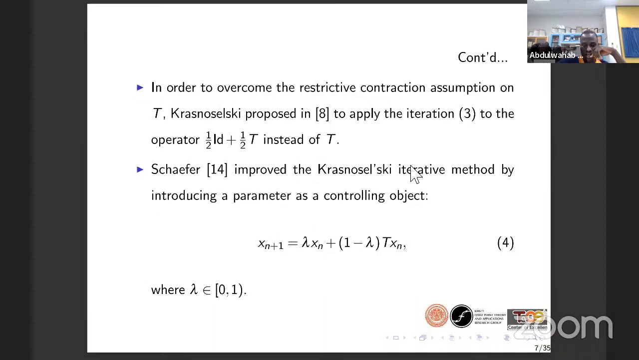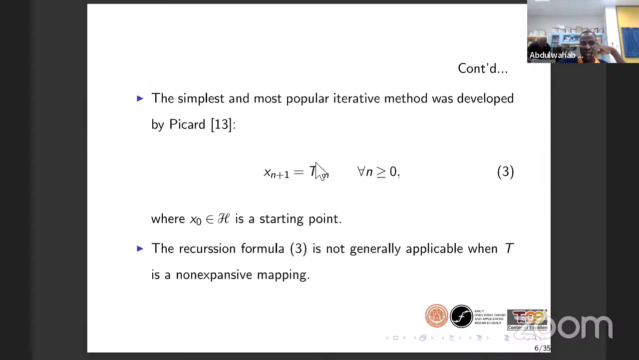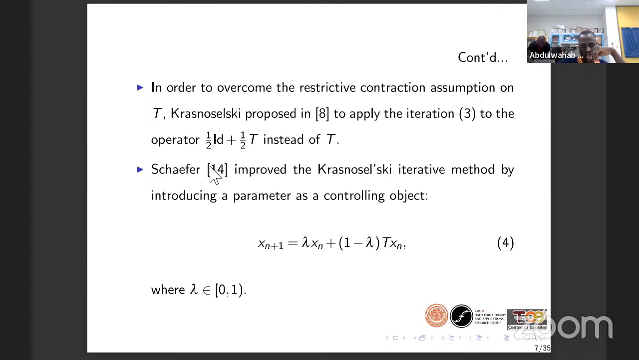So in order to curtail that situation, that is, to solve the problem of the restrictive contraction assumption, Krasnoselskii proposed another method in which he suggested that instead of considering the pure contraction mapping T, we consider the average of the identity and the non-contraction mapping T.